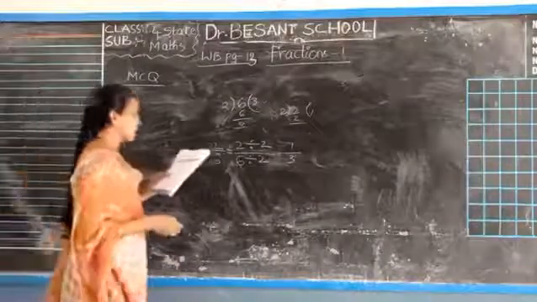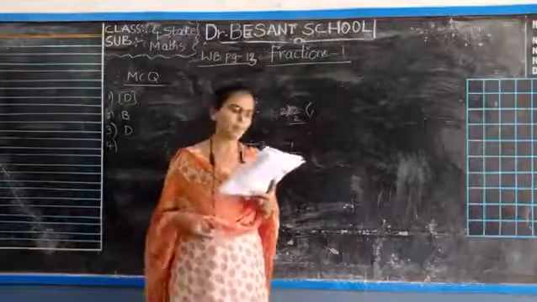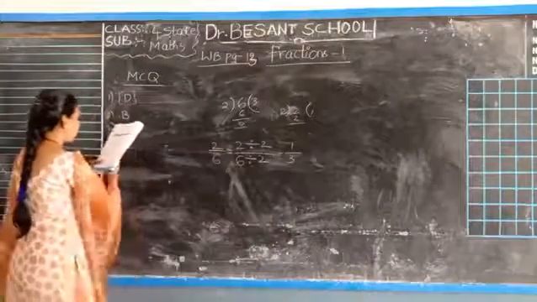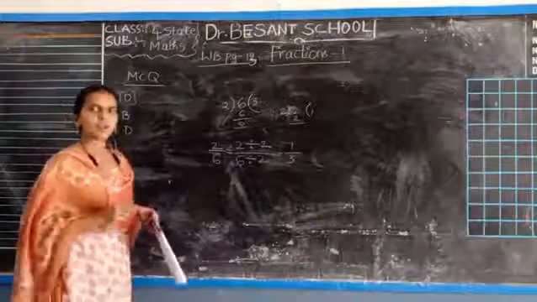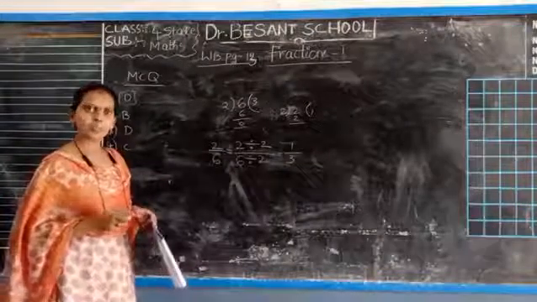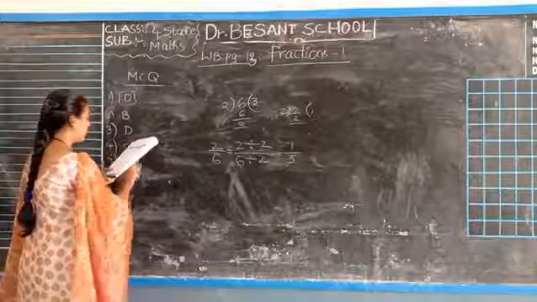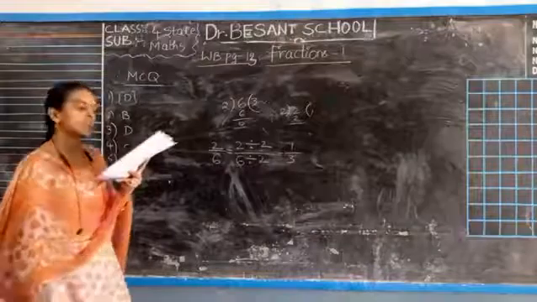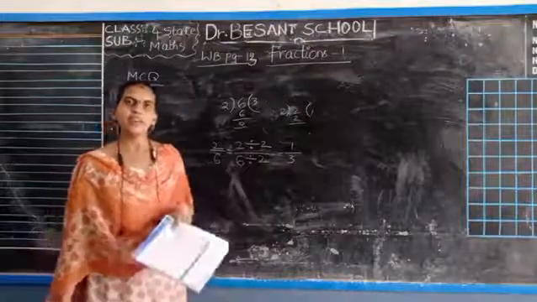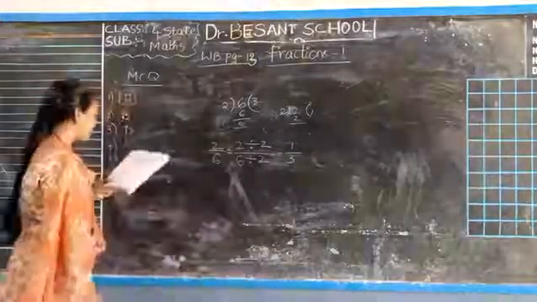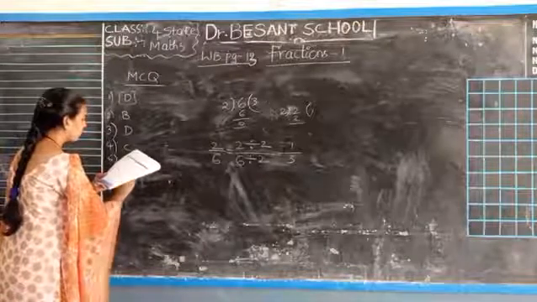Fourth one. Sum of 3 by 5 plus 1 by 5. Add the numerators. 4 by 5. Option C. Fifth one. 4 by 7 minus 2 by 7. Subtract the numerators. 4 minus 2, 2 by 7. Yes, 2 by 7. It is given in option D. Sixth one, option D. Seventh one. Sum of 5 by 6 and 2 by 6. Sum means plus. 5 plus 2 is how much? 7. So what could be the fraction? 7 by 6. So it is given in option A.